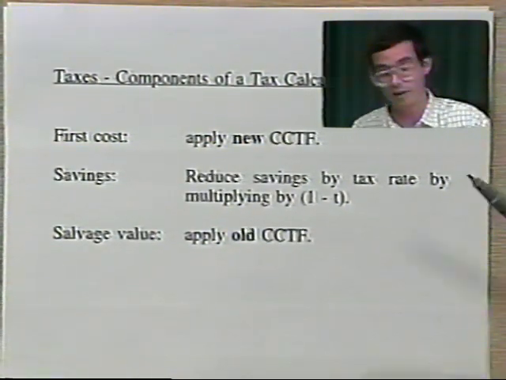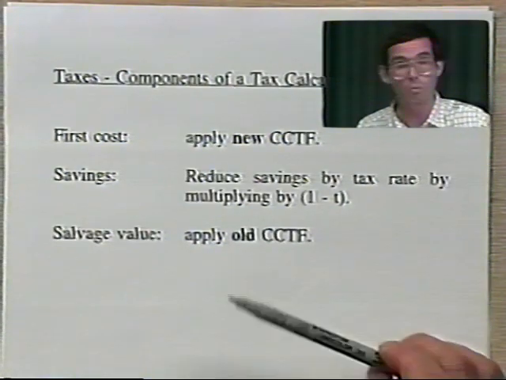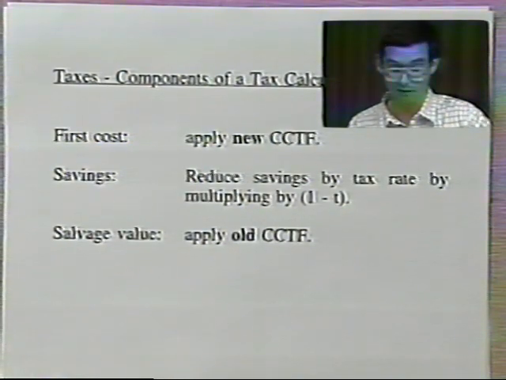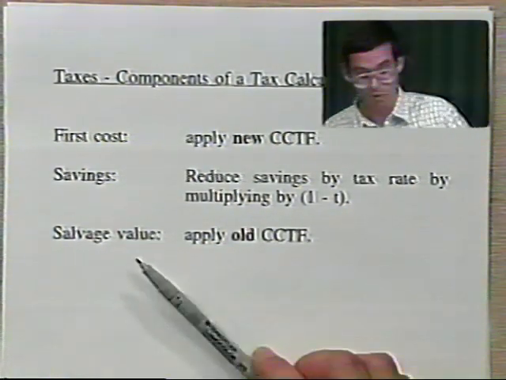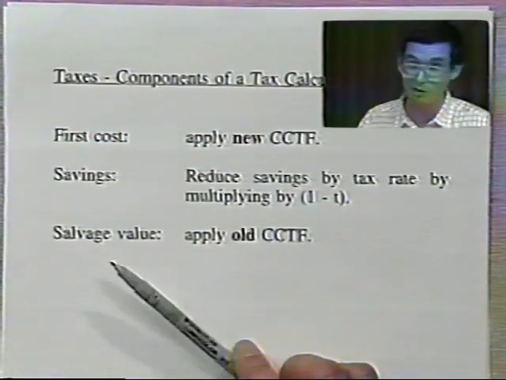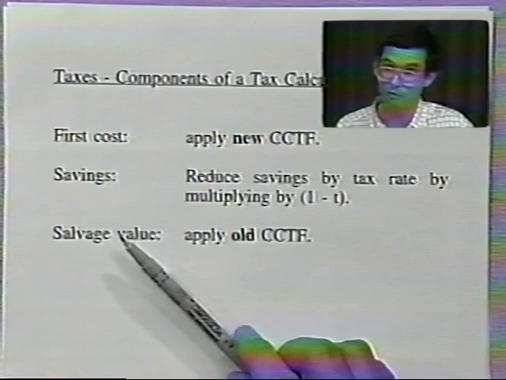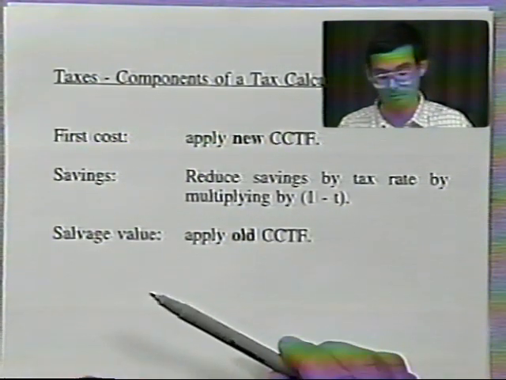We have to use the old CCTF because as soon as we salvage something, we can no longer depreciate it, and all the future cash flows associated with that depreciation are lost in the salvaging. So even though we get a certain amount of money for salvaging the asset, the real value is reduced because we don't have that future depreciation. So in doing a tax calculation, you have to treat each of these components separately and in the correct way.